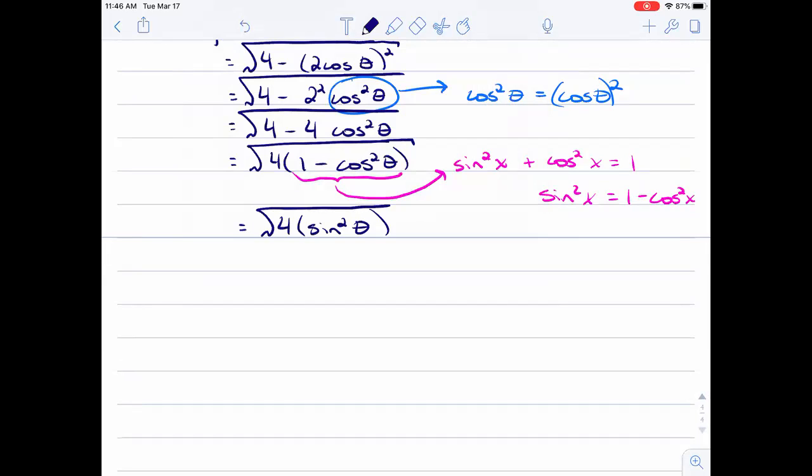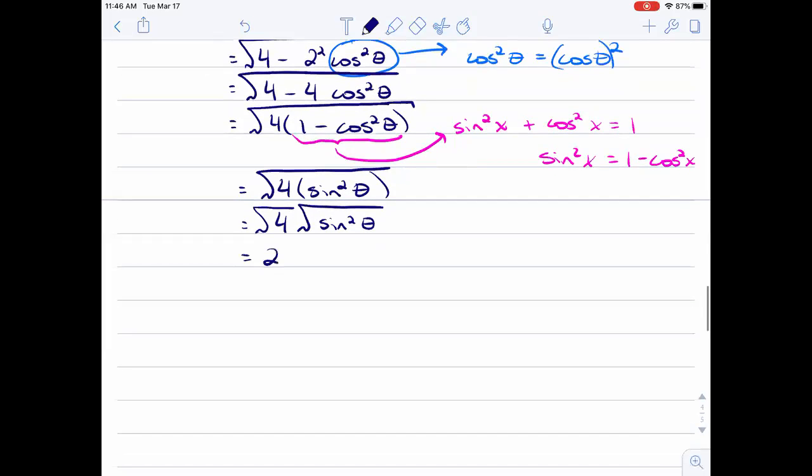I'm only allowed to break up the square root if I'm multiplying inside, right? So that's why I had to get one thing that I'm multiplying by. And so now I'm allowed to do root 4 times the square root of sine squared theta. But same thing as before with the cosine, the square is just behaving like a regular square. And so we get 2 sine theta, and then we're done.